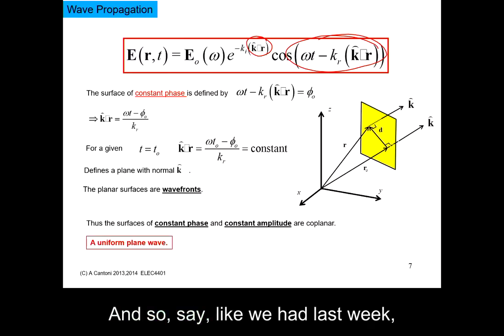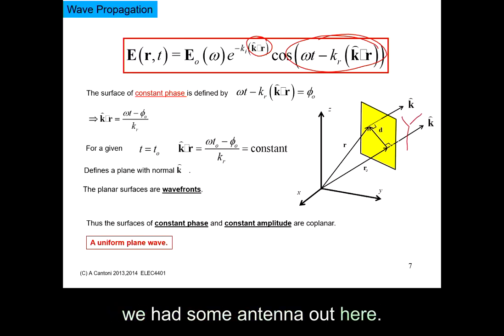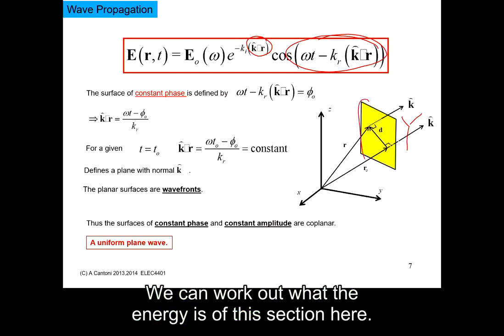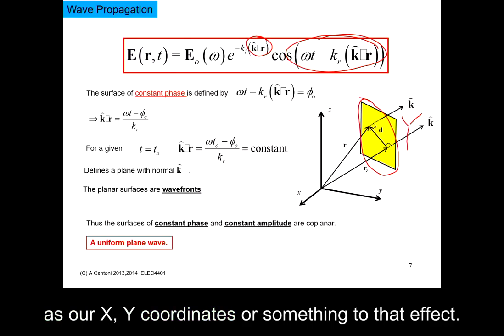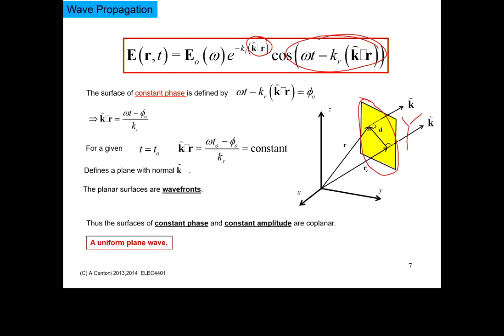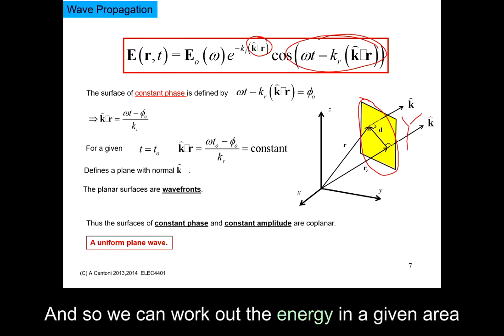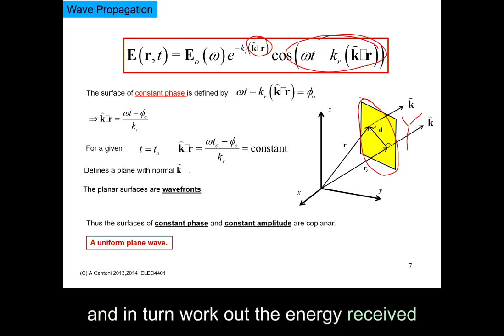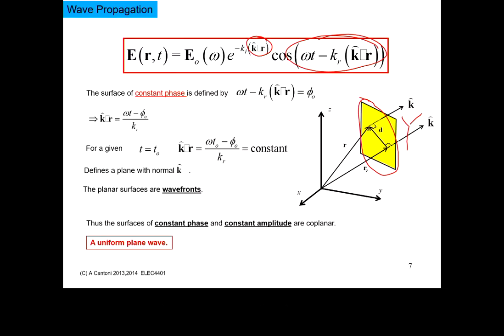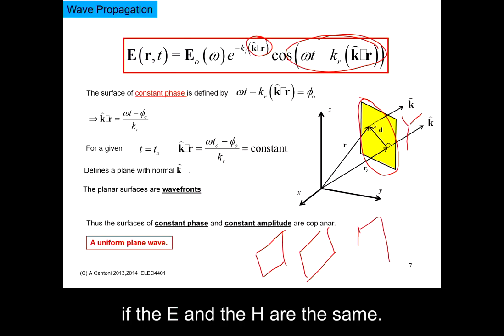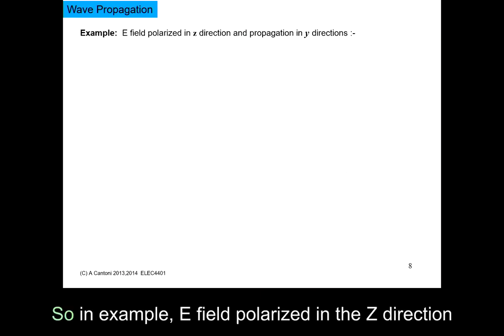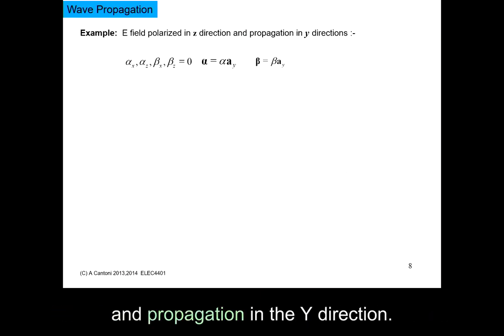And so say, like we had last week, we had some antenna out here. We can work out what the energy is of this section here. And you'll notice now that we can represent it as our xy coordinates or something to that effect. We don't have to use angular coordinates or polar coordinates. And so we can work out the energy in a given area and in turn work out the energy received at the antenna in this space. Right. And for each of these here, they'll be coplanar if the E and the H are the same. So, for example, E field polarized in the Z direction and propagation in the Y direction.